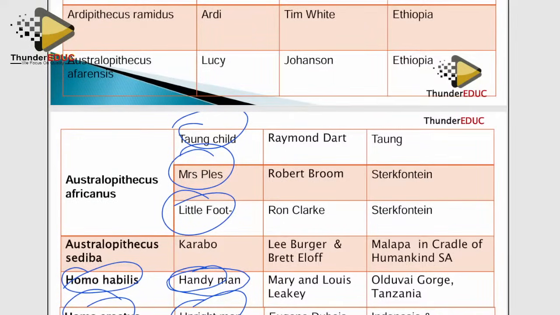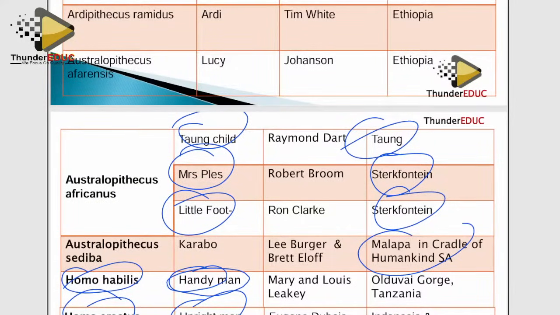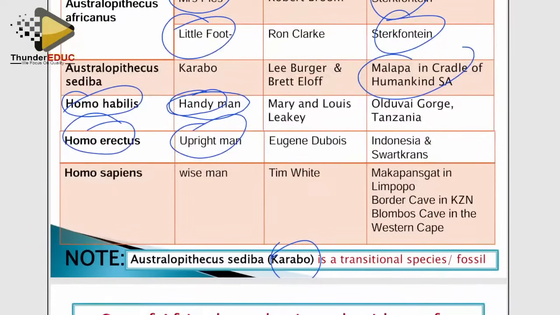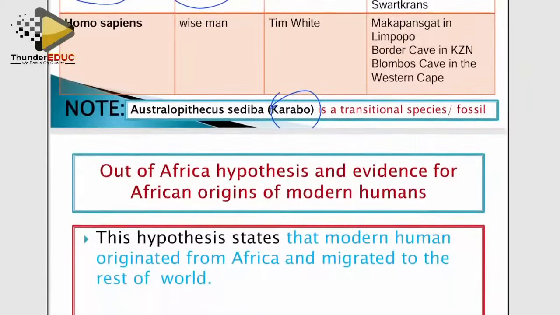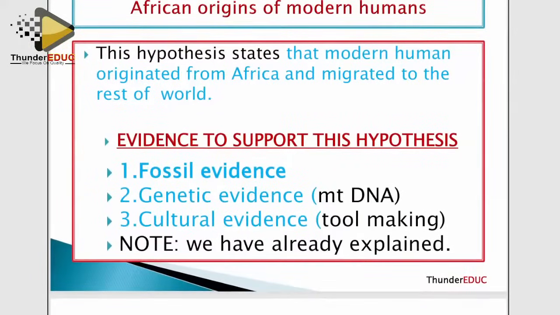Species which we discovered in South Africa, all of them were discovered in South Africa. Yes, Australopithecus sediba, still South Africa. So when they ask you questions, you must know these questions. Simple. Name 2 species which were discovered in East Africa. Then talk about Homo habilis, which was discovered in Olduvai Gorge, which is Tanzania. You understand? So guys, please, you have to know that.